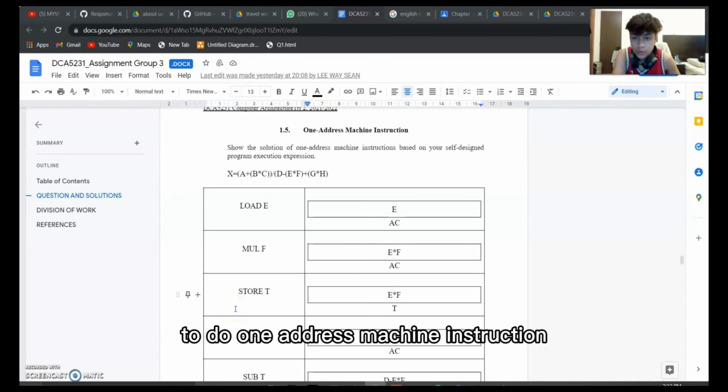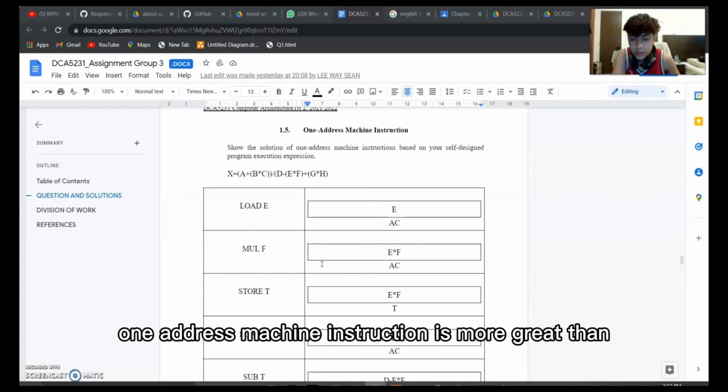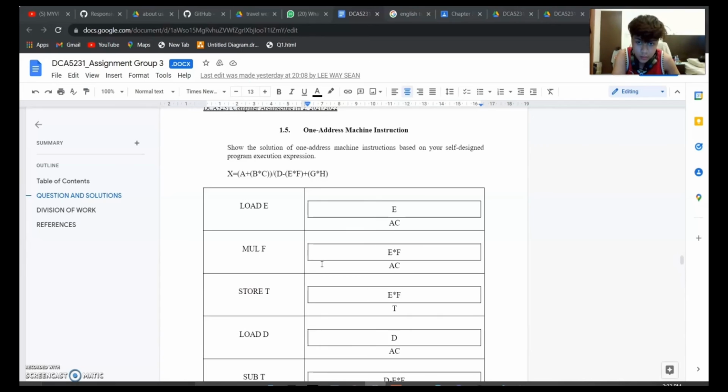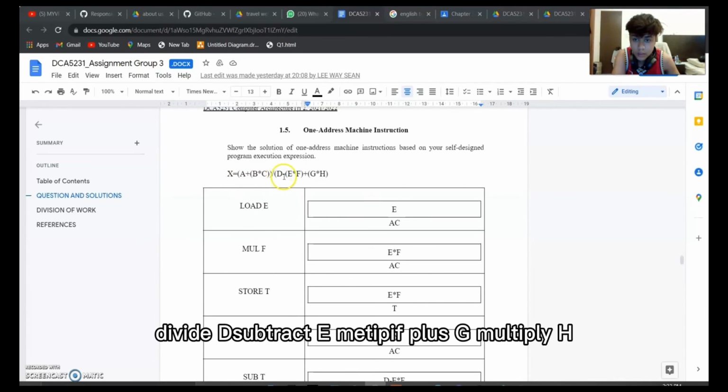So now we are going to do one address machine instruction. One address machine instruction is more limited than two address machine instruction. So this is the equation: X equals A plus B multiply C divide D subtract E multiply F plus G multiply H.